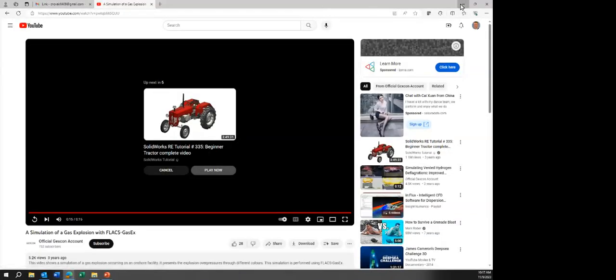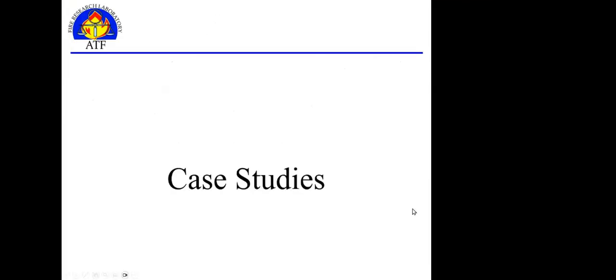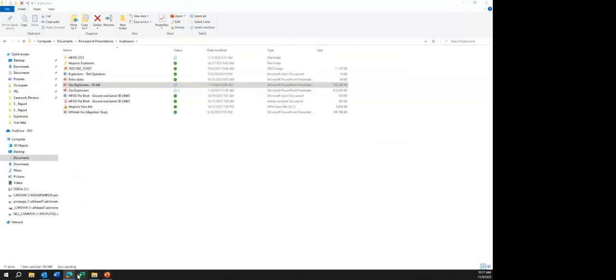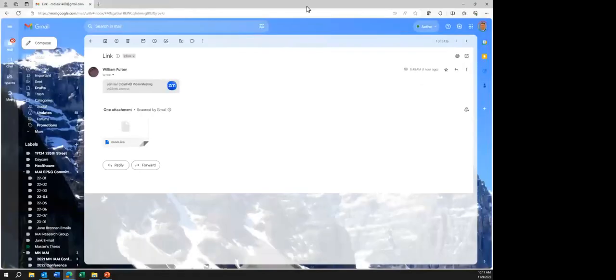So that's kind of a Flax benefit, is that it's a very advanced computer model, and the guys at GexCon are probably, oops. Gotta love the autoplay.